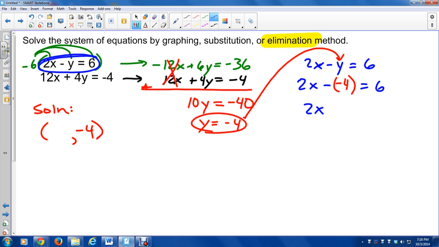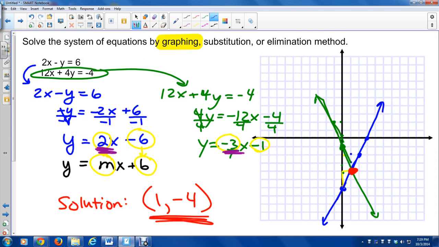So I'm going to simplify that to 2x plus 4, because minus a negative is plus a positive. And 2x equals, whoops, subtracting 4, not adding, giving me a 2. So I get x equals 1. And now I have the second part of my solution, the x value for my coordinate pair. Okay, remember you can plug those both back into both equations. And when you plug in the 1, negative 4 into your first equation and the 1, negative 4 into your second equation, it should come out that you have two true equations.